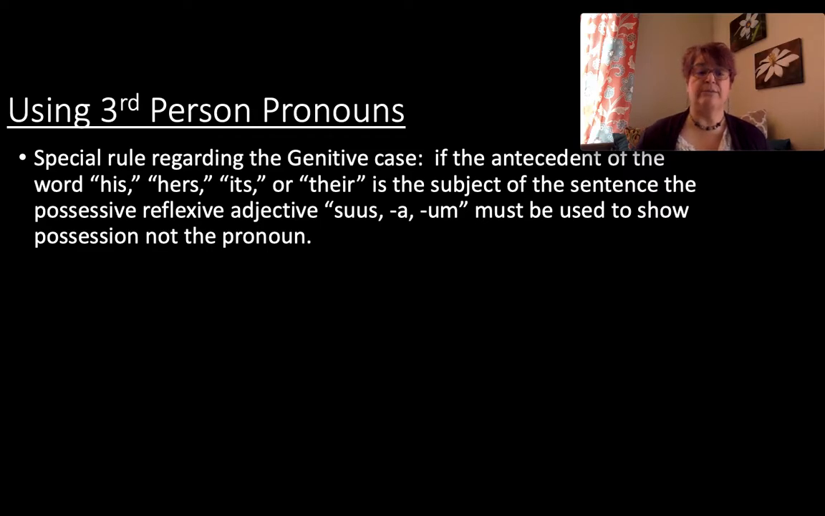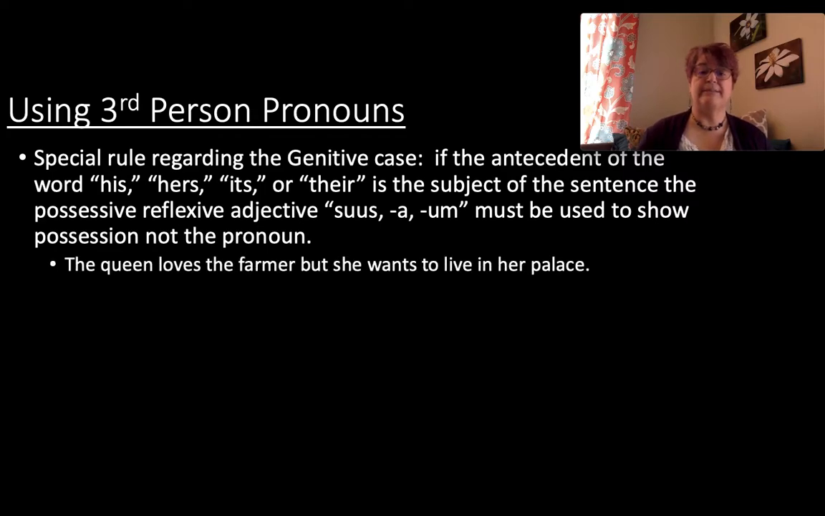You will only use the possessive reflexive adjective if the antecedent of the possessive pronoun, his, hers, its, or their, is the subject of the sentence. Let me show you what it looks like. The queen loves the farmer, but she wants to live in her palace. So in this sentence, the her is the possessive pronoun, and it refers to she, which is referring to the queen, which is the subject of the sentence.